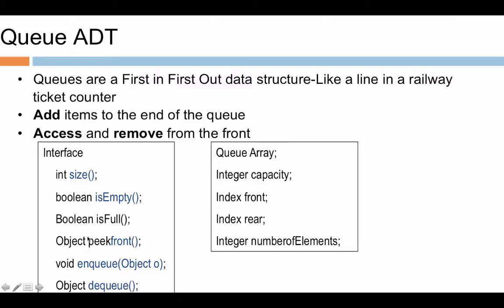Peek front is an interesting function. You just look at the element at the front of the queue and you obtain the value. This has its own purposes and we'll see what we can do with this particular function. This is very much like the peek function which was there with the stack abstract data type.